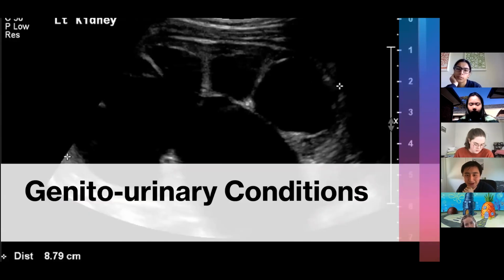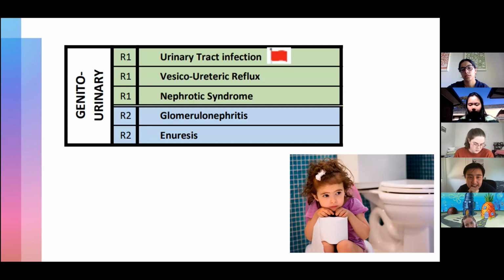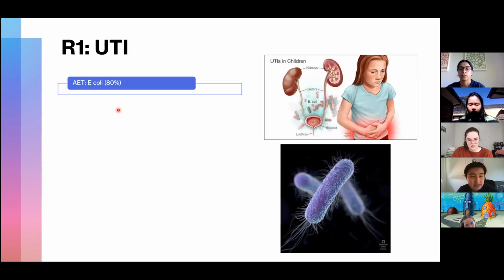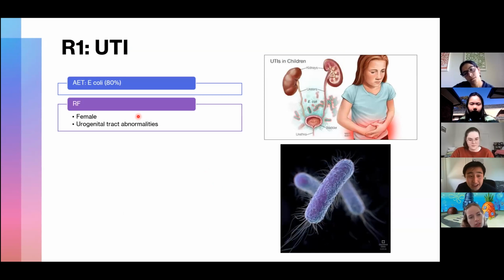Sweet. Cool. Let's move on to our second part, which is genitourinary conditions. So we are going to start off by talking about UTIs, which I hope you guys are well familiar with by now. A UTI is a urinary tract infection, and it's most commonly caused by E. coli. The risk factors are being female and having genital tract abnormalities.